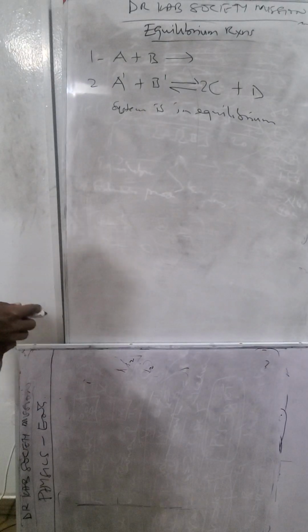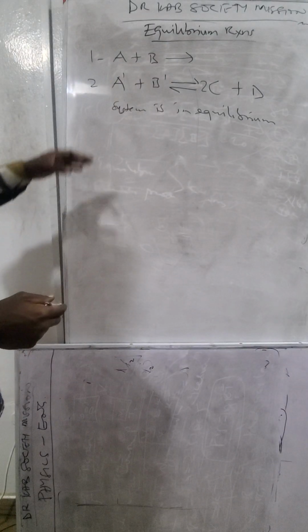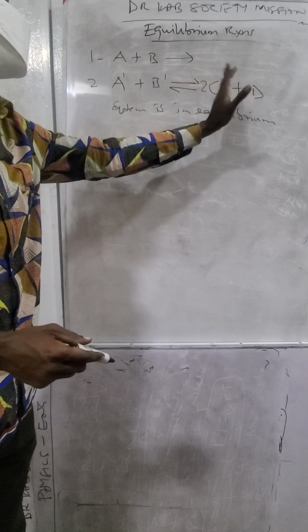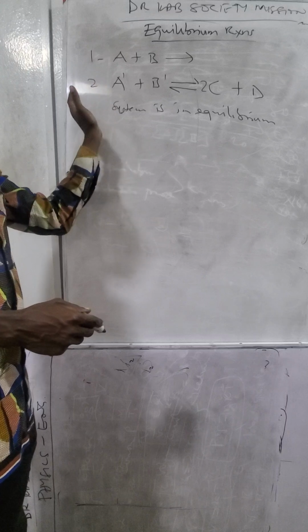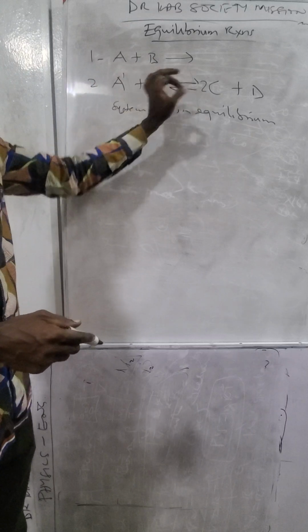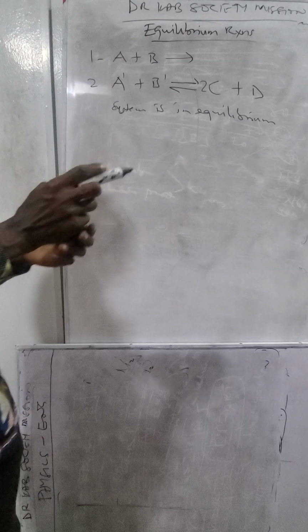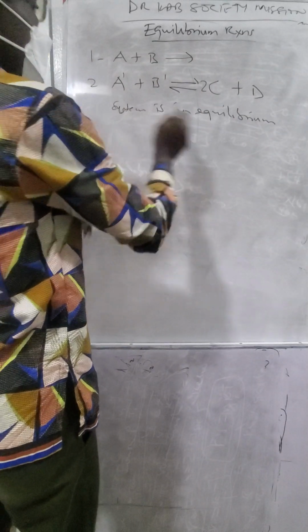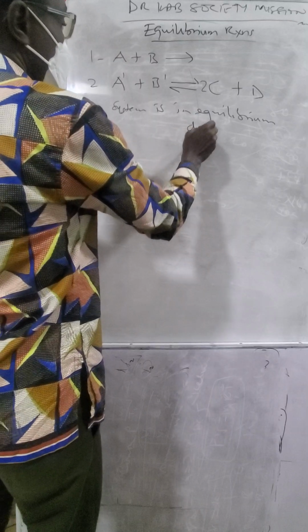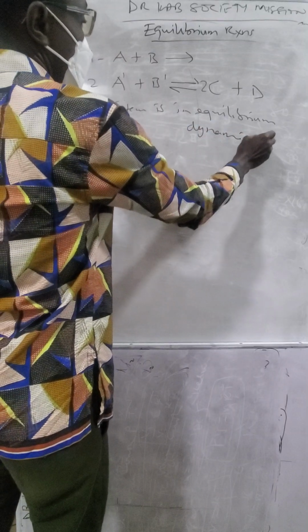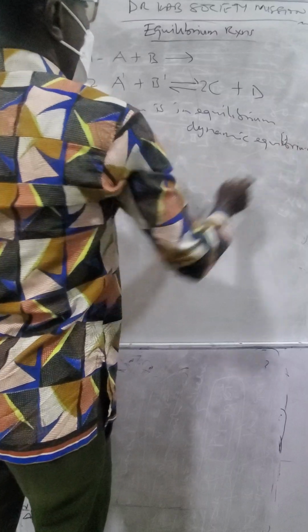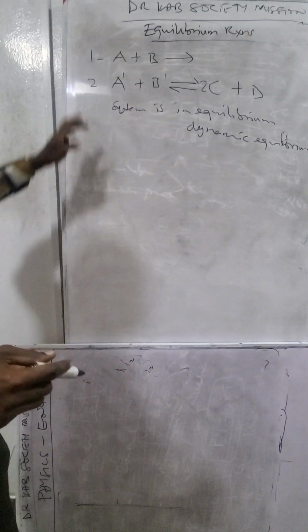Okay, so let me say the system is in equilibrium because the rate at which A and B are adding to form C and D is the same as the rate at which C and D are reacting to form A and B. So we say they are in equilibrium. Equilibrium means somehow balanced. And this kind of equilibrium, because it is going on, it's not stopping, we say it is dynamic equilibrium. Dynamic, changing, in equilibrium. Alright, so that is the definition.